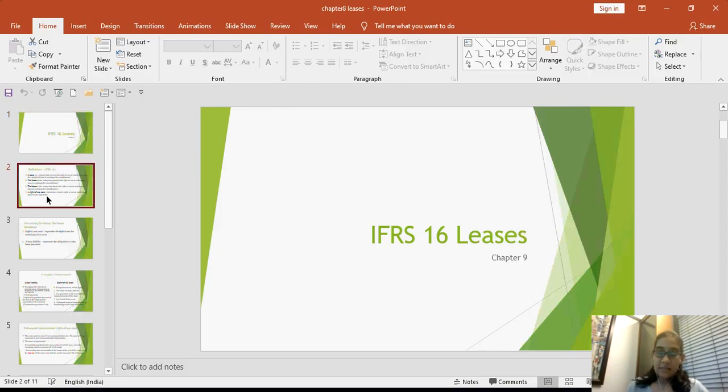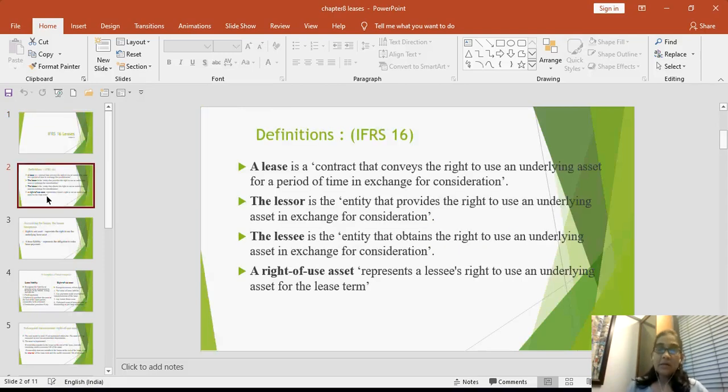What are leases? A lease is an agreement or a contract between two parties. One party gives the right to use an asset to another party in exchange for consideration. So it's a contractual agreement.